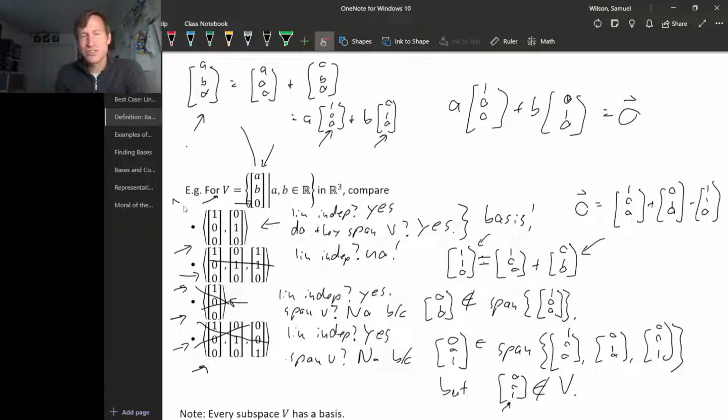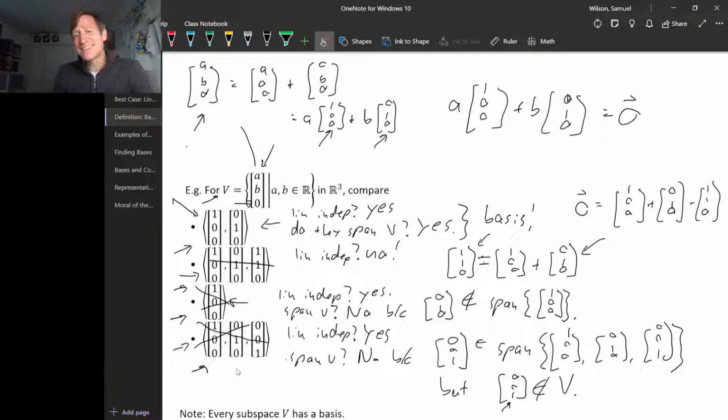So this first example is a basis for V. And the second one is not, because it fails to be linearly independent. The third one is not, because its span is too small. It doesn't span V. And the fourth example here is not a basis for V, because it's linearly independent, but its span is too big. Its span contains V and is actually bigger than V.